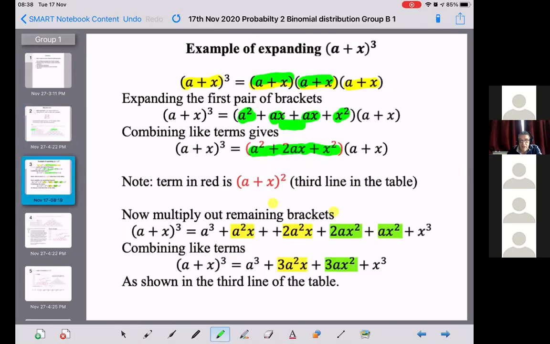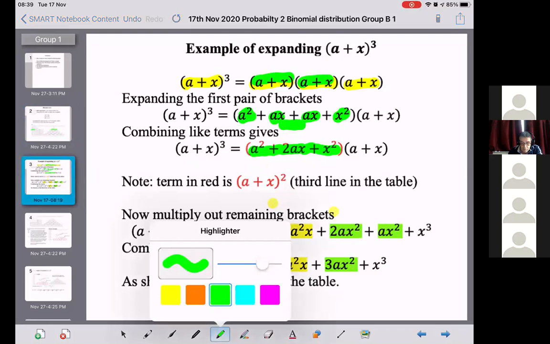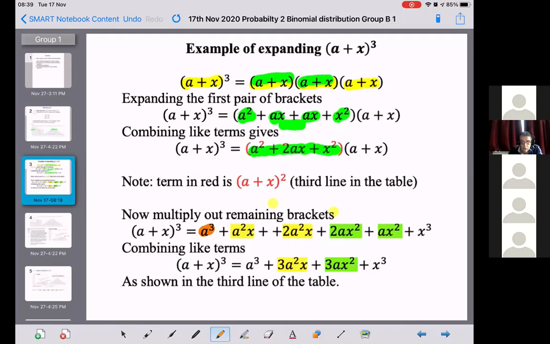What we then do is to expand it to a plus x all cubed. We then multiply the red brackets by the final a plus x term. All right. So we're multiplying a squared by a to get a cubed. We're multiplying a squared by x to get a squared x. We're multiplying 2ax by a to get 2a squared x. We're multiplying 2ax by x to get 2ax squared. And then we're multiplying x squared by a to get ax squared. And lastly, x squared by x to get x cubed.